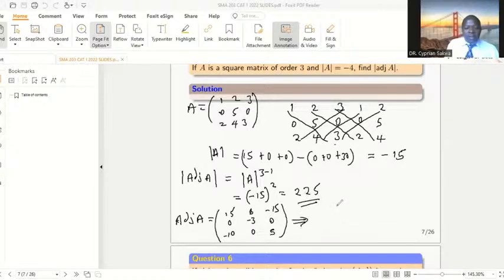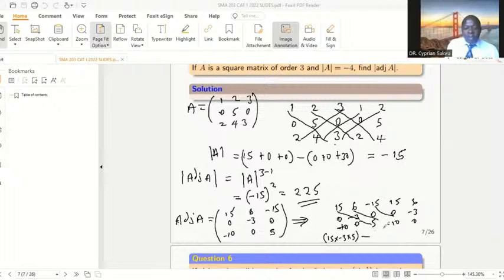Let's just arrange this. This will be 15, 6, negative 15, 0, negative 3, 0, and this is negative 10, negative 10, 0, 5. Add the first two columns here, 15, 0, negative 10, and this is 6, negative 3, and 0. Along this diagonal, you have 15 times negative 3 times 5, plus this will be 0 and that will be 0. This will be 0 and that will be 0.